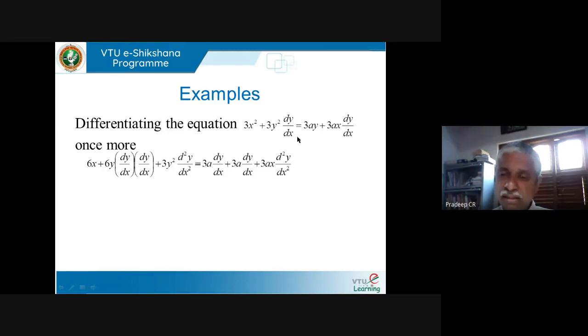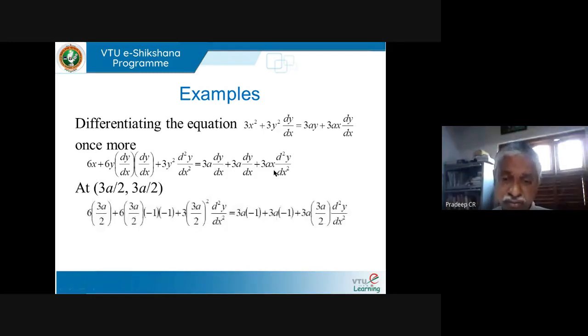And the right hand side also, differentiate with respect to x. So I'll get 3a dy by dx, that's the term here. And here, if you differentiate x, that is 3a dy by dx plus 3a x into d square y by dx square. So solve for d square y by dx square. I'm not interested in the expression for d square y by dx square, I just want it at 3a by 2.